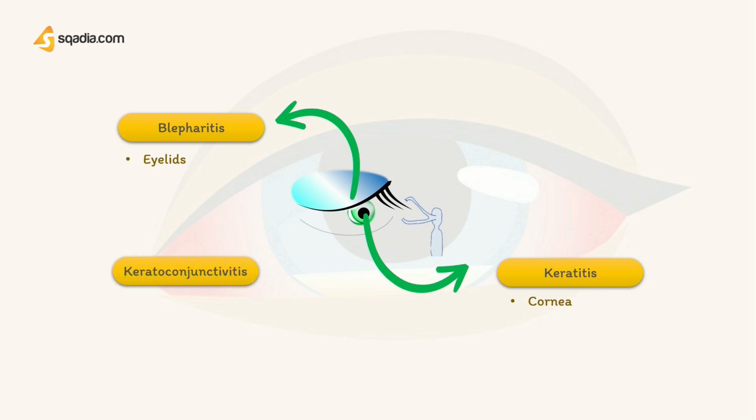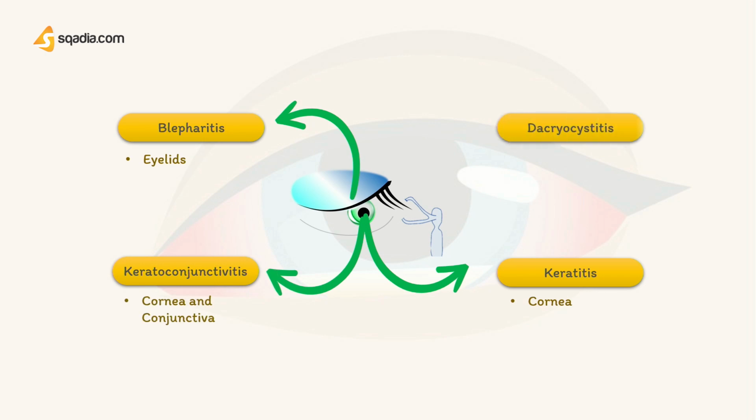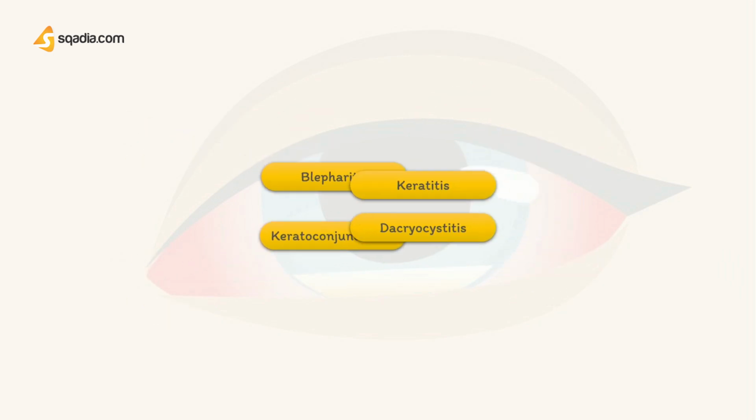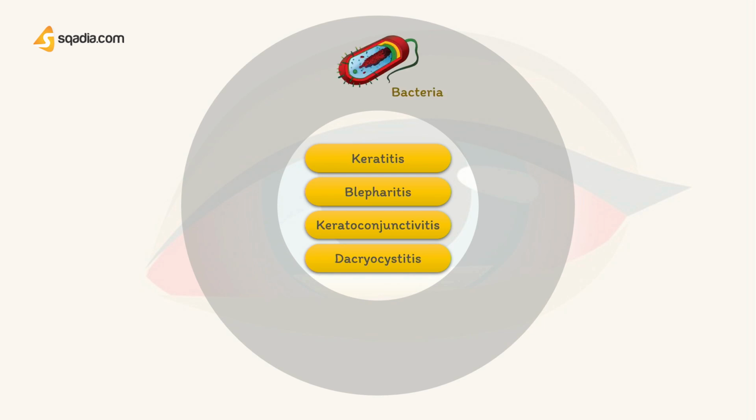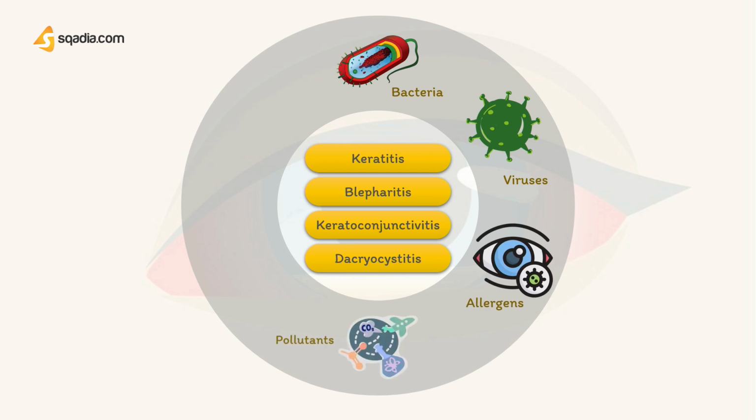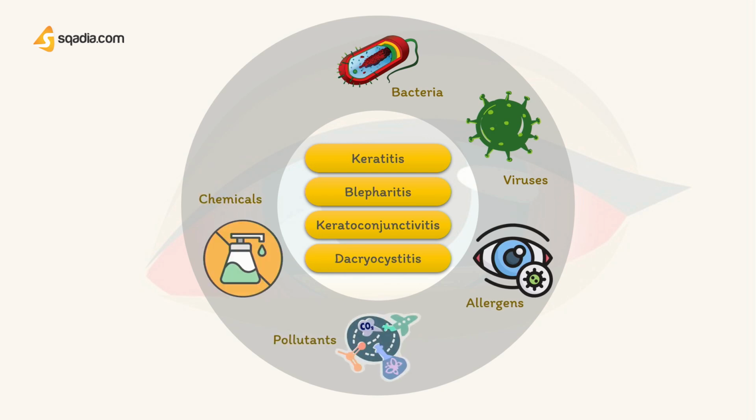Keratoconjunctivitis is an inflammation of both the cornea and the conjunctiva. And dacryocystitis is an inflammation of the lacrimal sac that can occur when a nasolacrimal duct is blocked. Infections leading to keratitis, blepharitis, keratoconjunctivitis, or dacryocystitis may be caused by bacteria or viruses. But do remember, allergens, pollutants, or chemicals can also irritate the eye and cause inflammation of various structures.